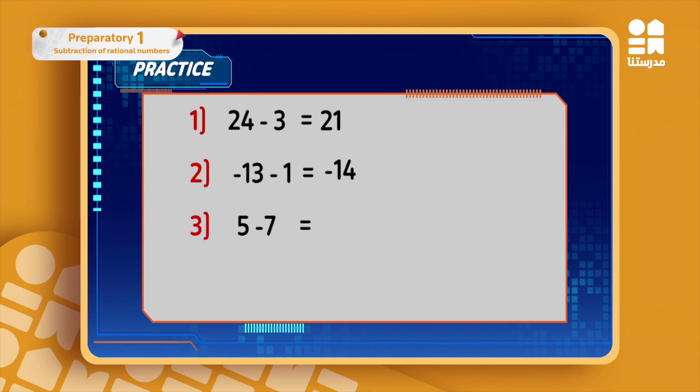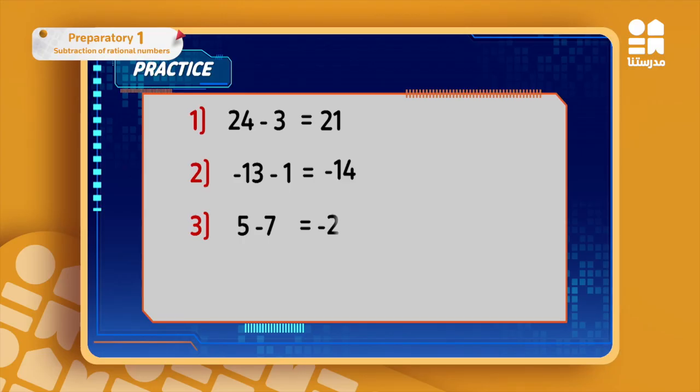5 minus 7. What do you observe here? إيه اللي احنا ملاحظينه هنا؟ إن أنا بدأت بسمولر نمبر. 5 is less than 7. يبقى على طول الأنسر لازم يبقى negative. وبعدين subtract 5 minus 7 or 7 minus 5 which is 2 and put it with negative sign so it becomes negative 2. The fourth one.